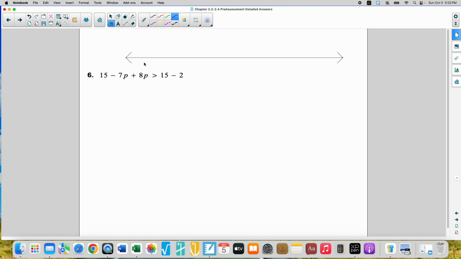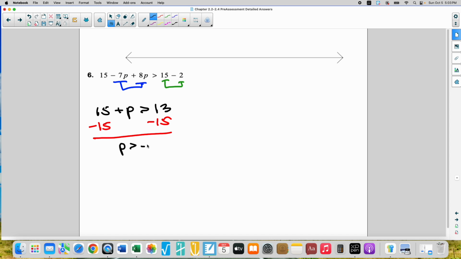Ooh, lots of simplifying here. We've got 2 places where we can simplify. We've got like terms on this side, and we have like terms on that side. So 15, negative 7p, and 8p leaves me with positive p is greater than 15 minus 2, which is 13. We're going to get rid of this positive 15 by subtracting 15. The left side is p is greater than negative 2. That's my answer. 0. I'm going to graph my negative 2. Open circle. And it's greater than, so it's going to go to the right.